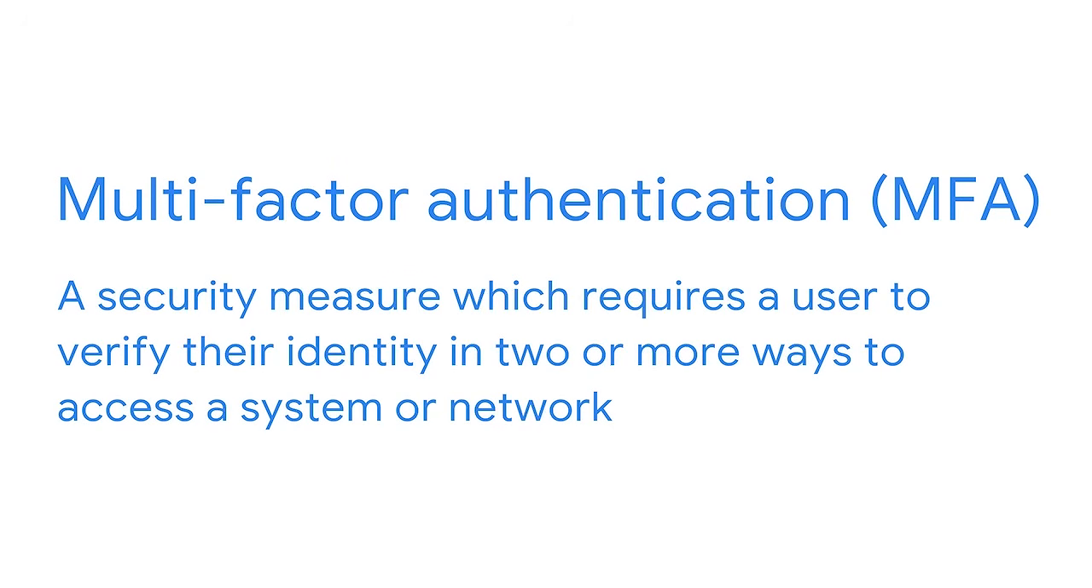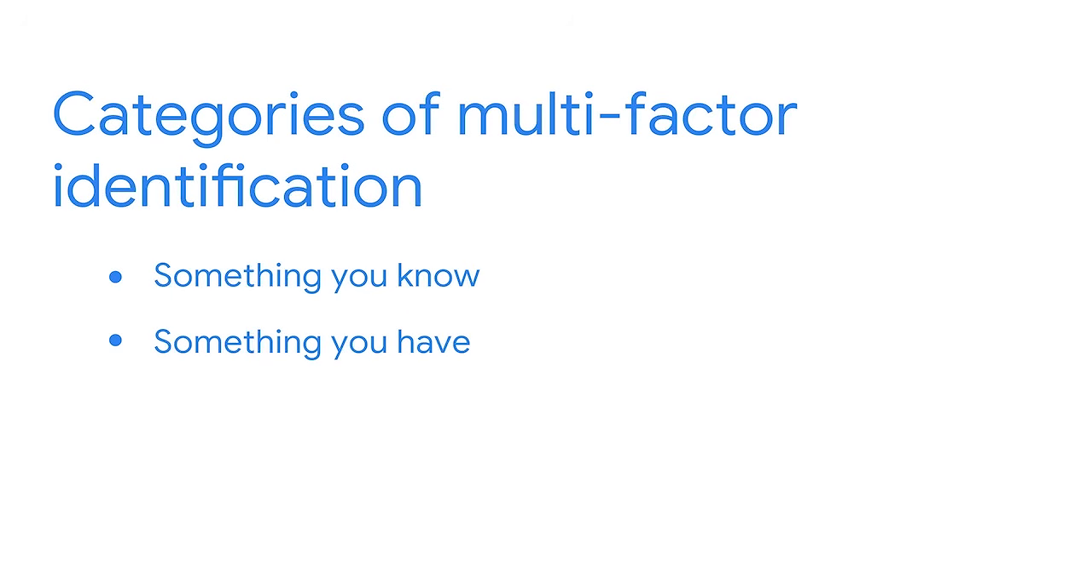Some systems also require multi-factor authentication, or MFA. MFA is a security measure which requires a user to verify their identity in 2 or more ways to access a system or network. Ways of identifying yourself include something you know, like a password, something you have, like an ID card, or something unique about you, like your fingerprint.